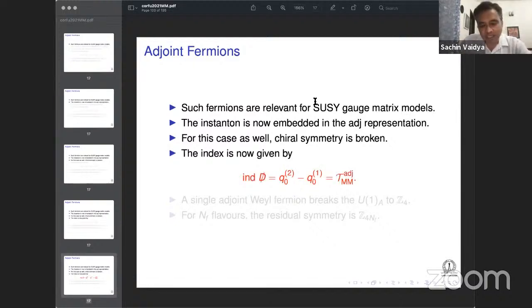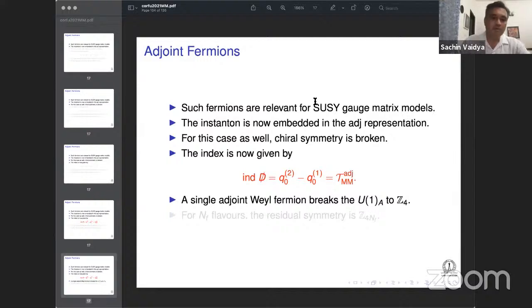I will not go over the details because the derivation is more or less the same. But the index, which is the difference between the number of zero modes, is now related to the instanton number, but now in the adjoint representation. That is different from the instanton number in the fundamental representation. If you have a single Weyl fermion, then in this case, the axial symmetry is broken to Z4, whereas if you have NF flavors, the residual symmetry is now Z of 4NF.